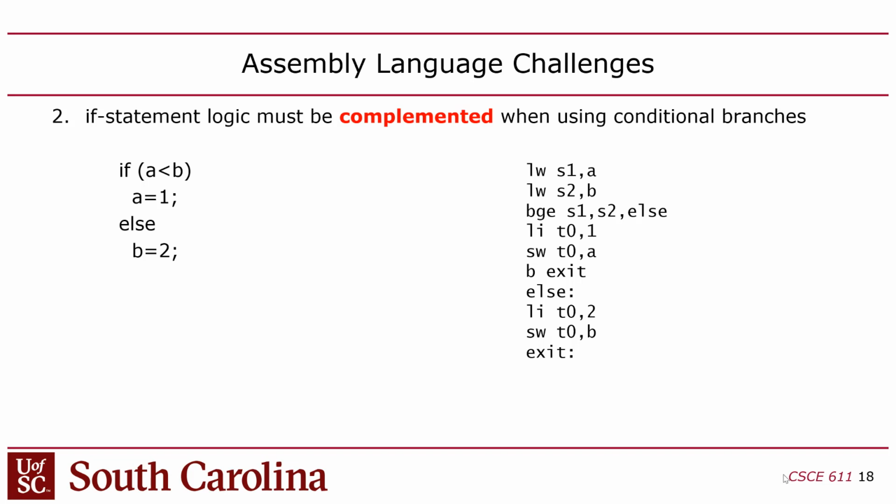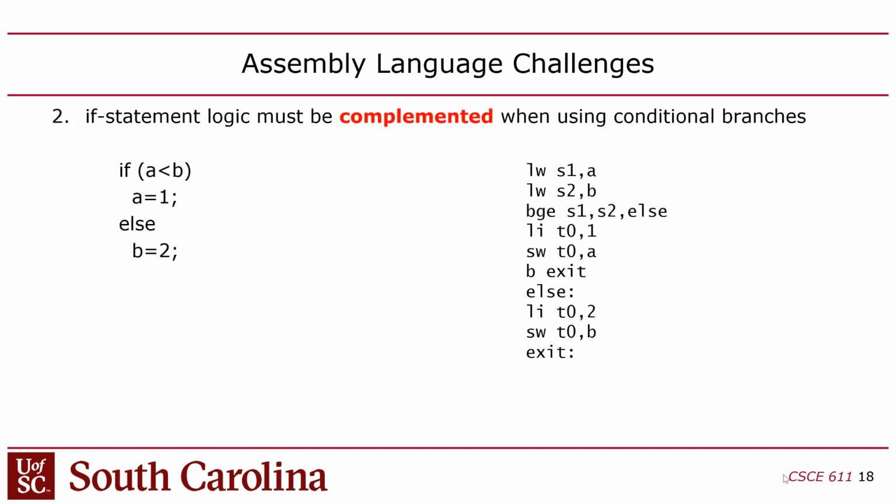But in assembly code, the only way to do that is to actually complement the logic of the if. Because the idea is that if the if part is below the condition, then you want to tell the assembler to skip that if you want to go to the else part, right? Which means that the test has to be the opposite of this.